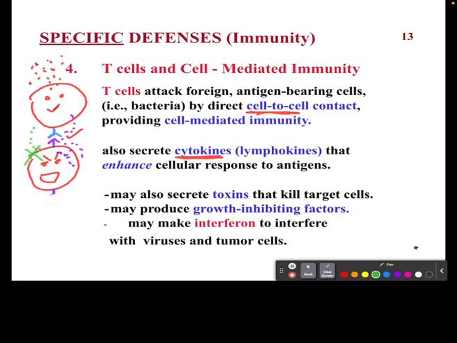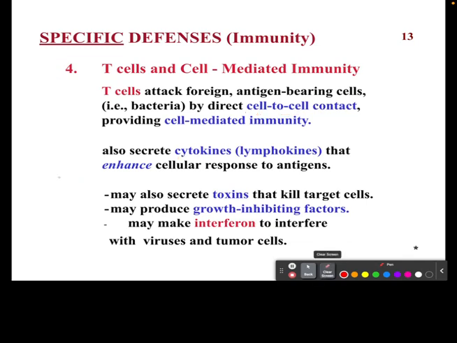the body. And then something else we discussed earlier, it can release the interferon, which can go inside of the cell and stop it from reproducing, right? So that's more so if it's a virus.